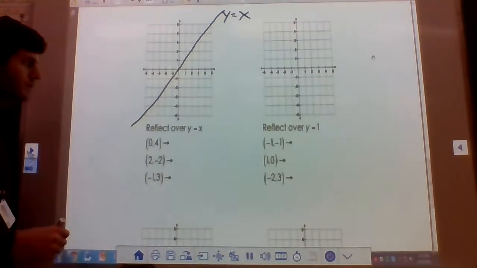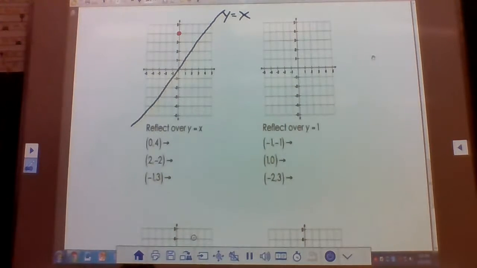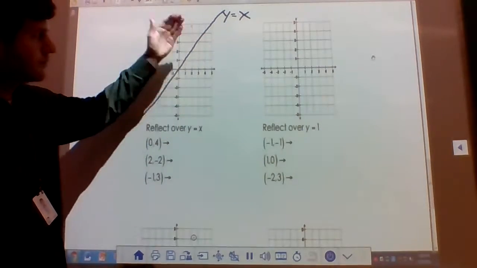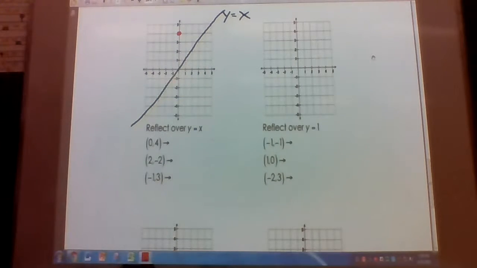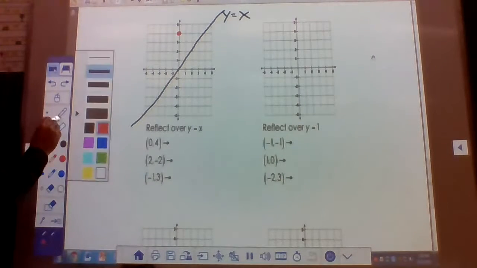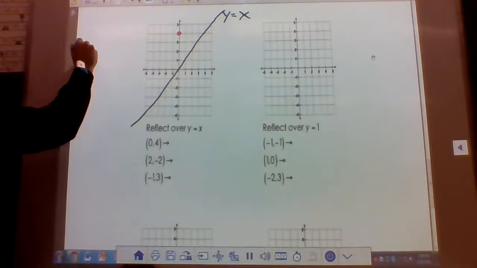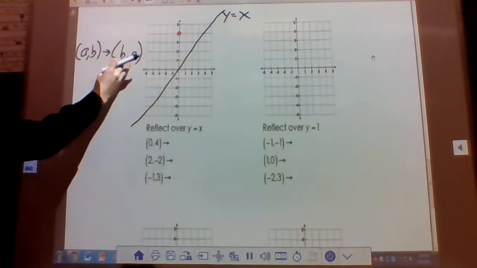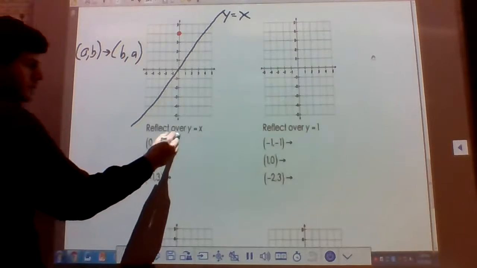We have the point 0, 4. And we want to reflect it over the line y equals x. So again, it's like folding it over. So it should end up somewhere over here. Okay, our formula for reflecting over the line y equals x is that (a, b), so the point, is going to go to (b, a). So we're going to basically swap the coordinates. So 0, 4 is going to go to 4, 0.